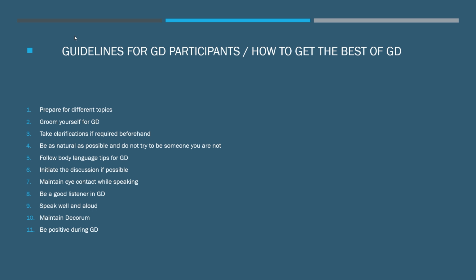Next, initiate the discussion if possible. If confident, initiate the discussion. When the topic is unfamiliar, wait and let someone else initiate so that you will get some information about the topic and then you can give your own point of view. Seventh point, maintain eye contact while speaking, that I have discussed earlier.